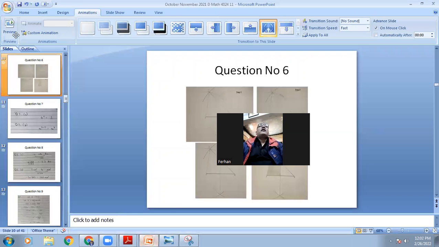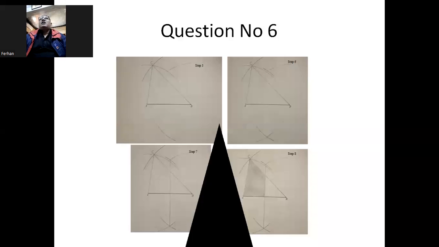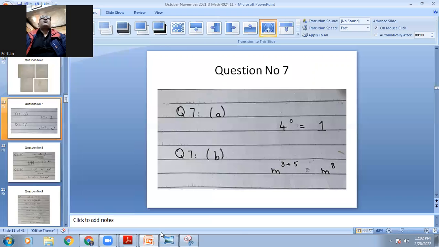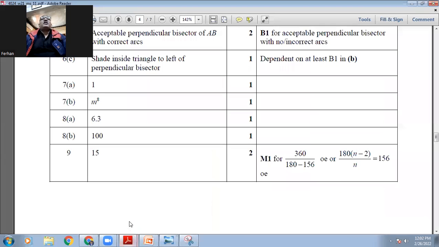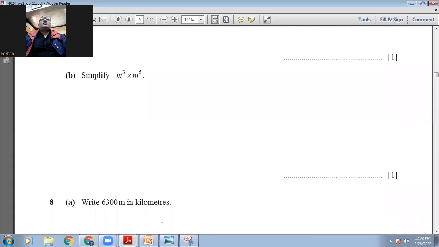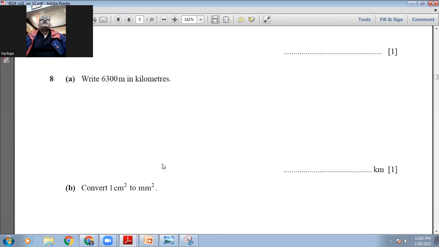Let me show you. I have done this question. So here we go. 4 raised to power 0 will be 1, and m raised to power 5 multiply m raised to power 3 will be m raised to power 5 plus 3, and that will be m raised to power 8. This is how you do this question. So let's move to the next question. First of all, let's check the marking scheme. So our answers are right, 7A and 7B. Okay, let me go to the next question.